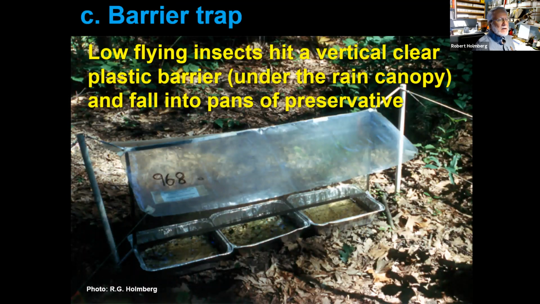Here's another barrier trap. You can't really see the vertical barrier because it's covered by this roof, but low-flying insects will fly into this barrier and then drop into these aluminum pans of preservative.